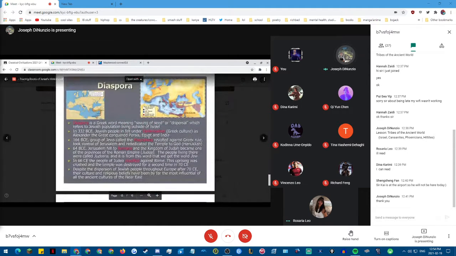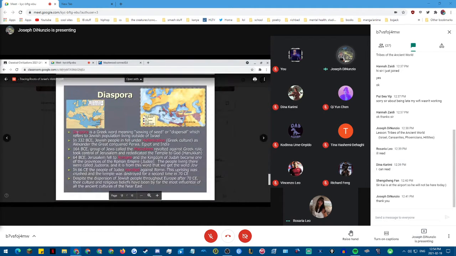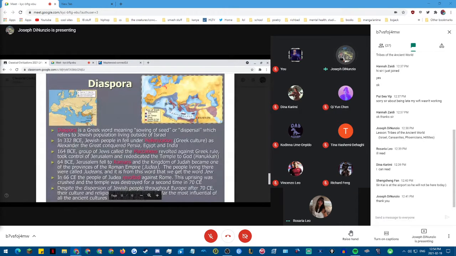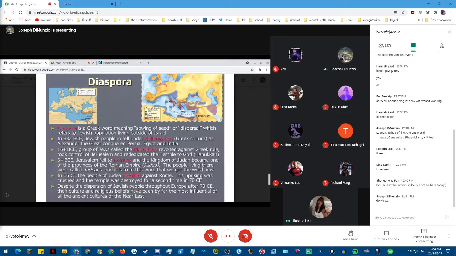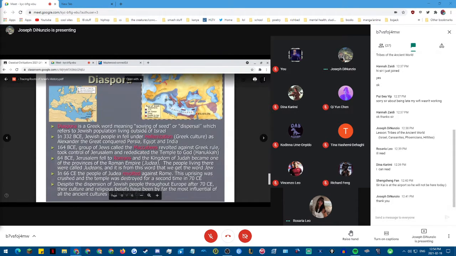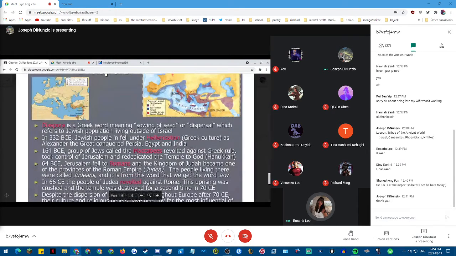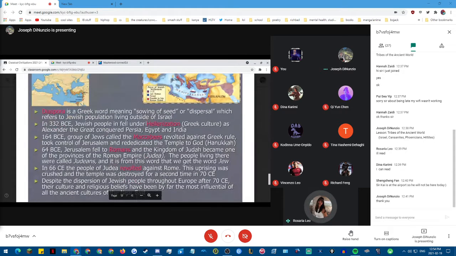Okay, this is a really good slide here. This is going to go through some other terms that are really important, like Hellenization, Maccabees, diaspora. Diaspora is a Greek word meaning sowing of seed or dispersal, which refers to Jewish population living outside of Israel.